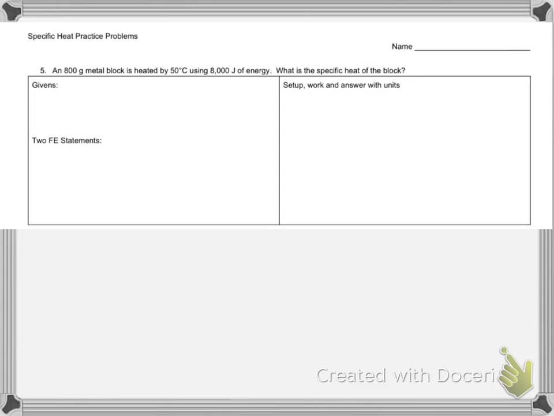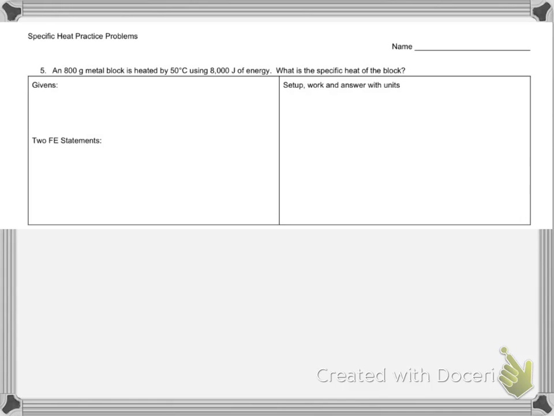This is a tutorial on specific heat practice problems. An 800-gram metal block is heated by 50 degrees Celsius using 8,000 joules of energy. What is the specific heat of the block?